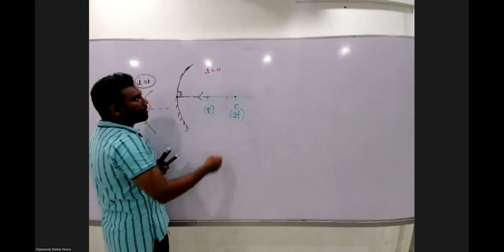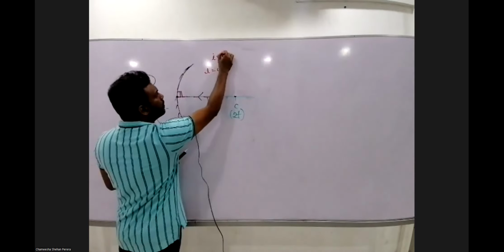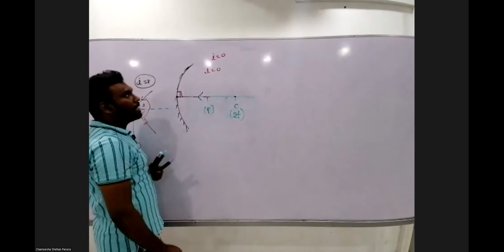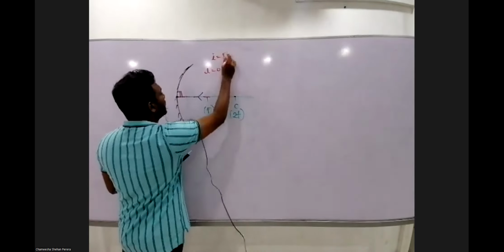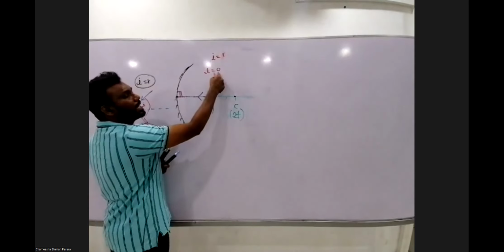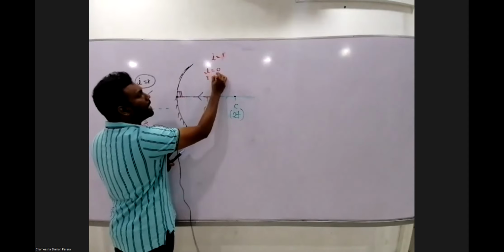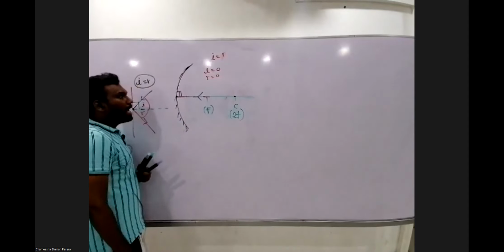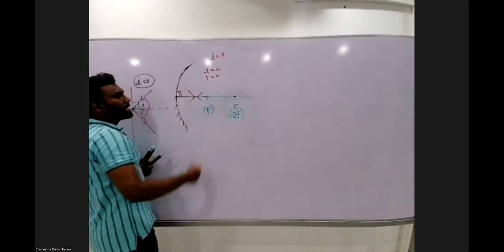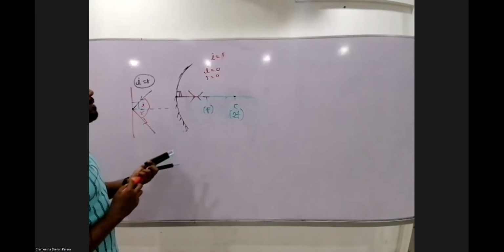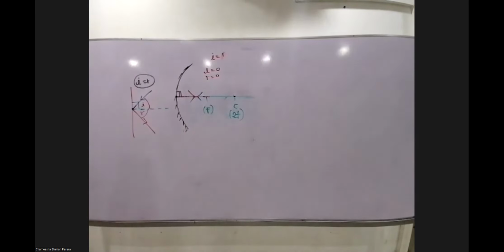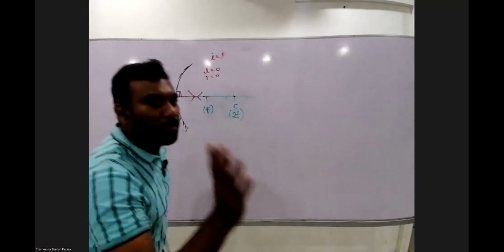According to the laws of reflection, the incident angle should be equal to the reflected angle. So if the incident angle is zero, the reflected angle should also be zero. Here this light ray should go back along the same pathway. It should get reflected back along the same pathway. I taught you this last day also, so keep it in your mind.